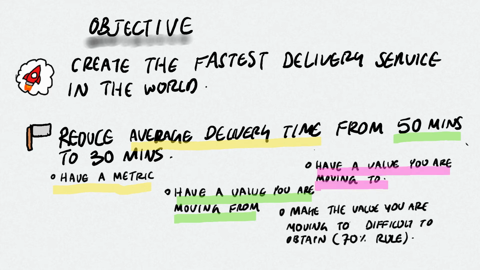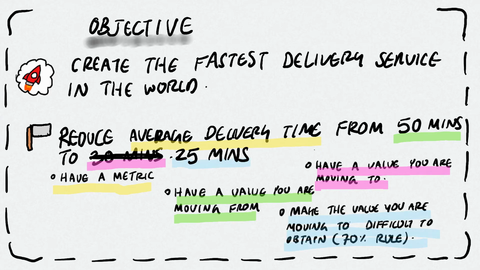The third rule is having a value to move to. I highlighted this one in pink and then I crossed it out. And that is because of rule number 4, which is to make sure that the value you are moving to is difficult to obtain. Adjust it so that you know you are really moonshotting hard if you get that 100%.